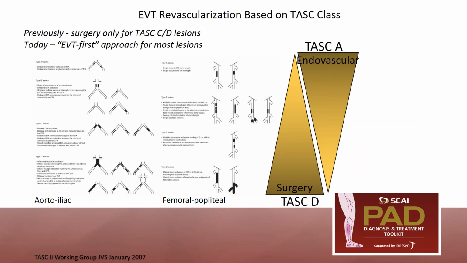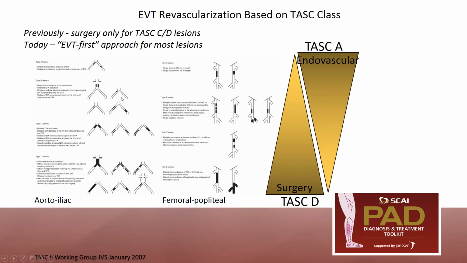Previously, we had looked at the task guidelines as some guidance for us to really show us which way to go, and I think what we're seeing is that this is a document that is now over a decade old, and thanks to advances in technology, we can now approach even the most difficult TASC D lesions endovascularly. So previously, a decade plus ago, we would say surgery only for TASC C and D lesions, and today we're really talking about an endovascular therapy approach for most lesions.